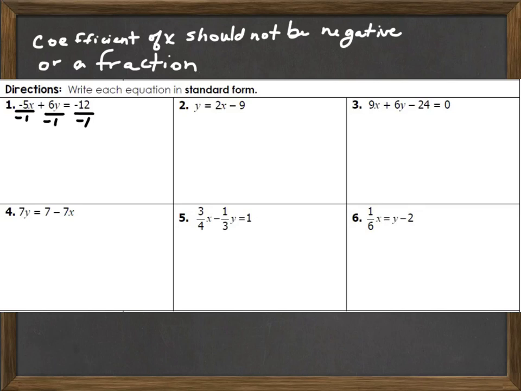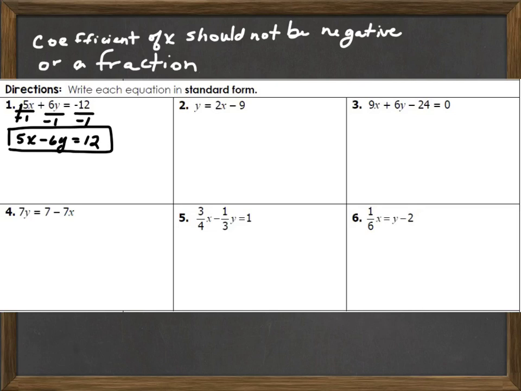I'm not worried about the y. I just want that leading coefficient of x to be positive. So that's 5x minus 6y equals positive 12. Now that is in standard form, and that's the form you want. When I say standard form, that's what I want it to look like.